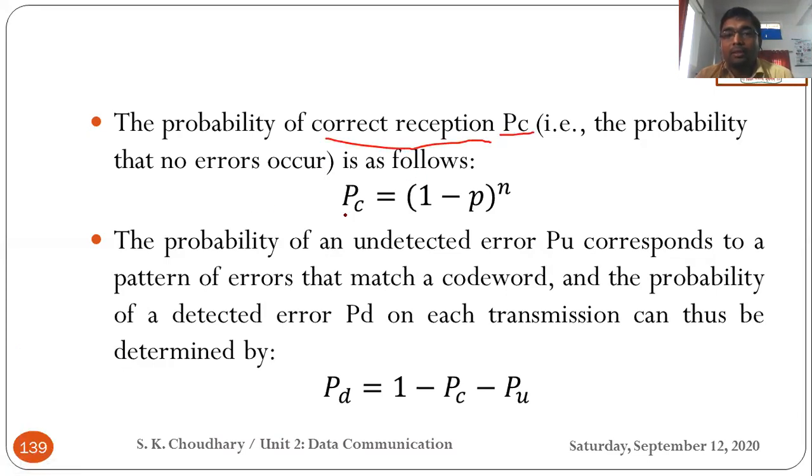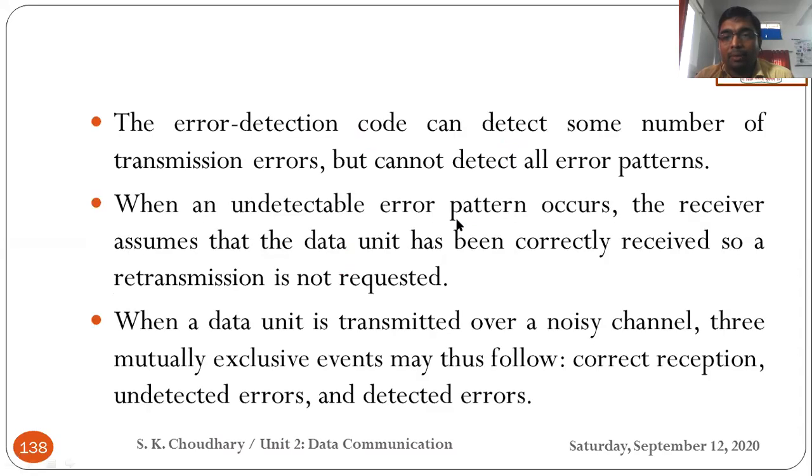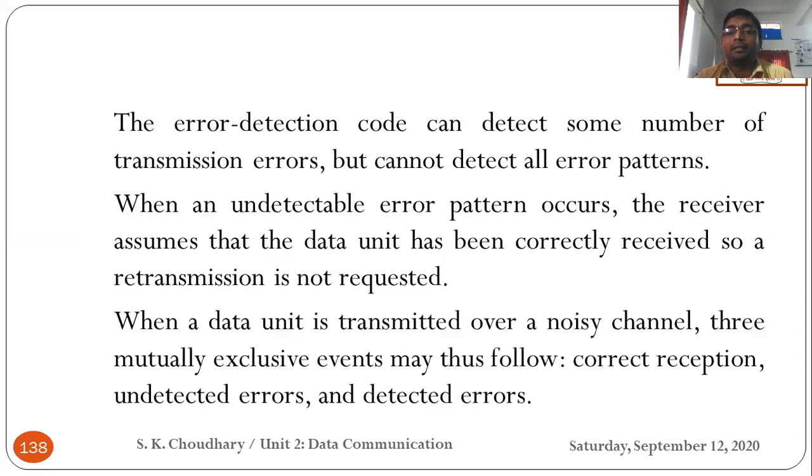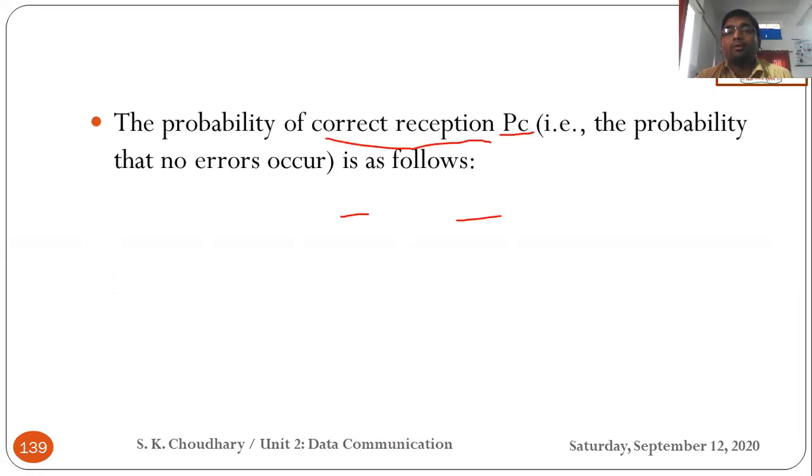There is no error, and PC is equal to (1 - P)^n. What is P here? We have already defined P. In case you do not remember, it is the bit error rate of the binary symmetric channel. So this is the probability; PC means the correct reception.